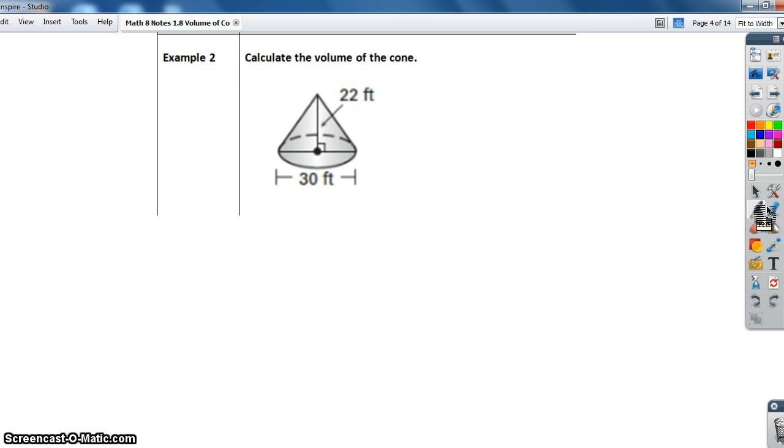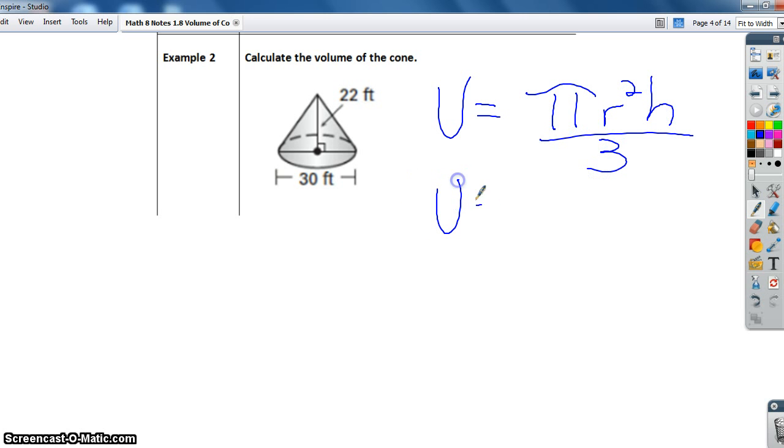Calculate the volume of the cone once again. Volume equals pi r squared height divided by 3. Volume equals 3.14 for my pi. What is my radius? 15. What do they give us here? See how this goes like this? That is our diameter, that's our diameter equals 30. So what does our radius equal? 15 feet is our radius.